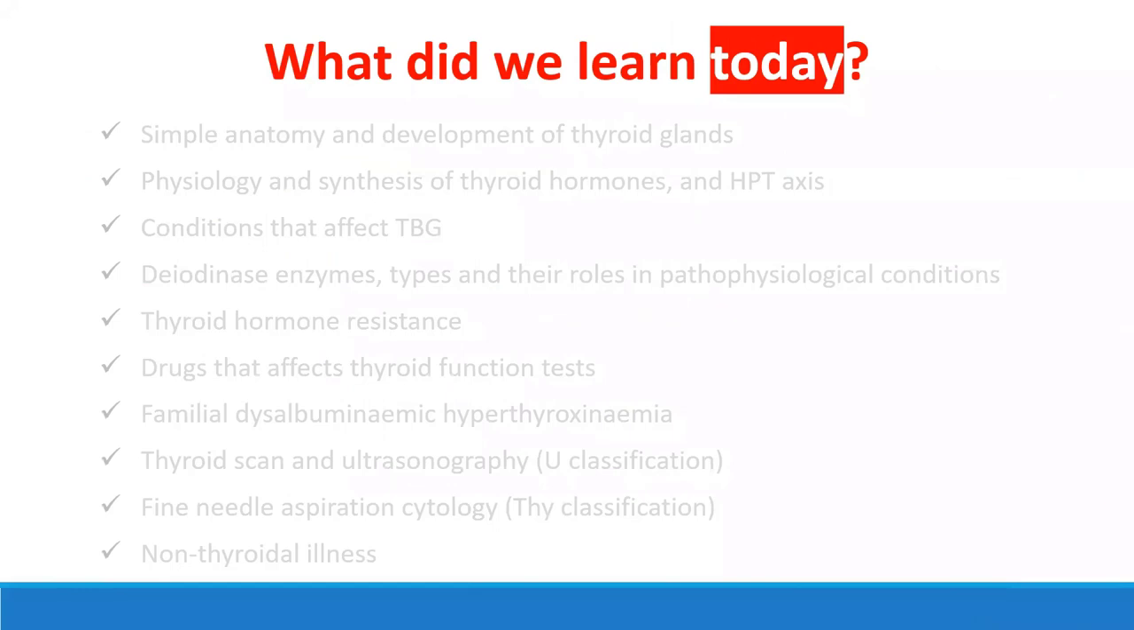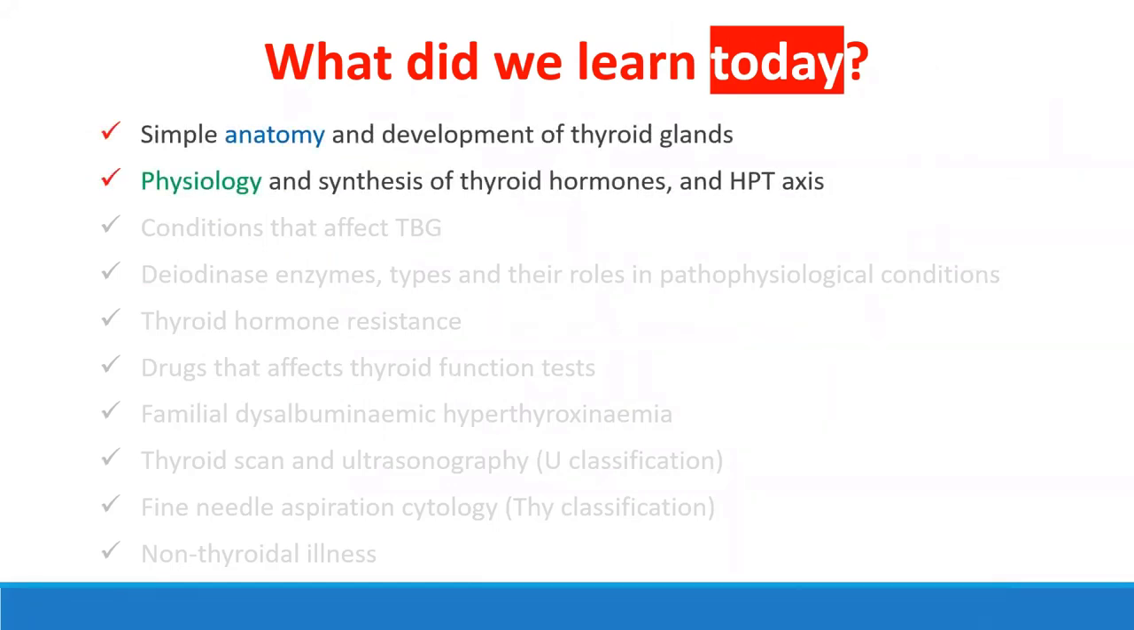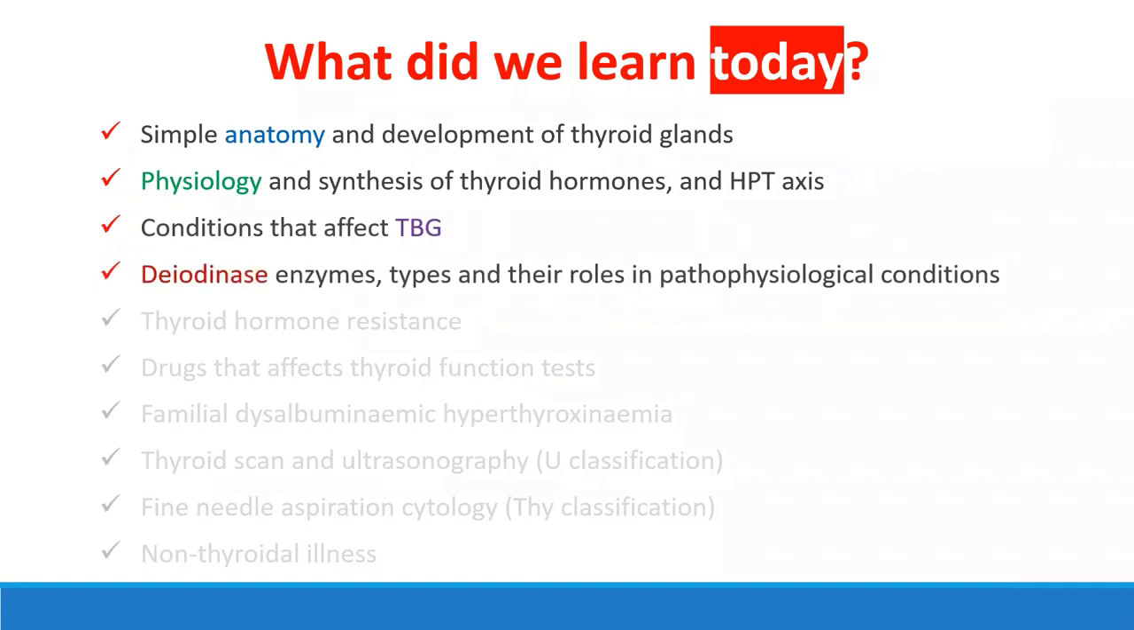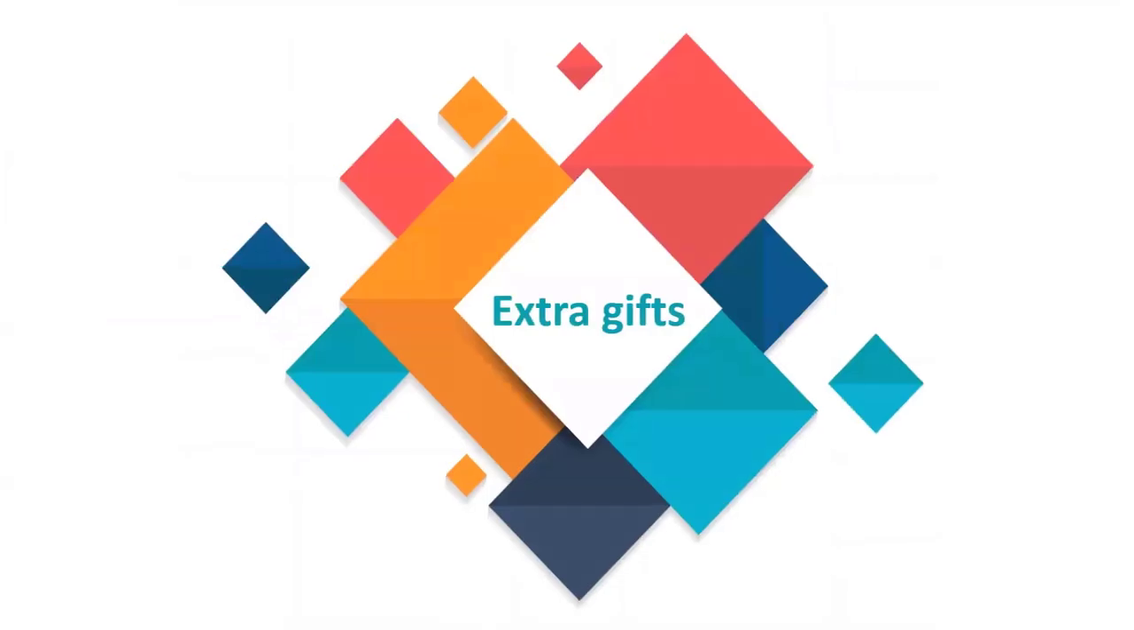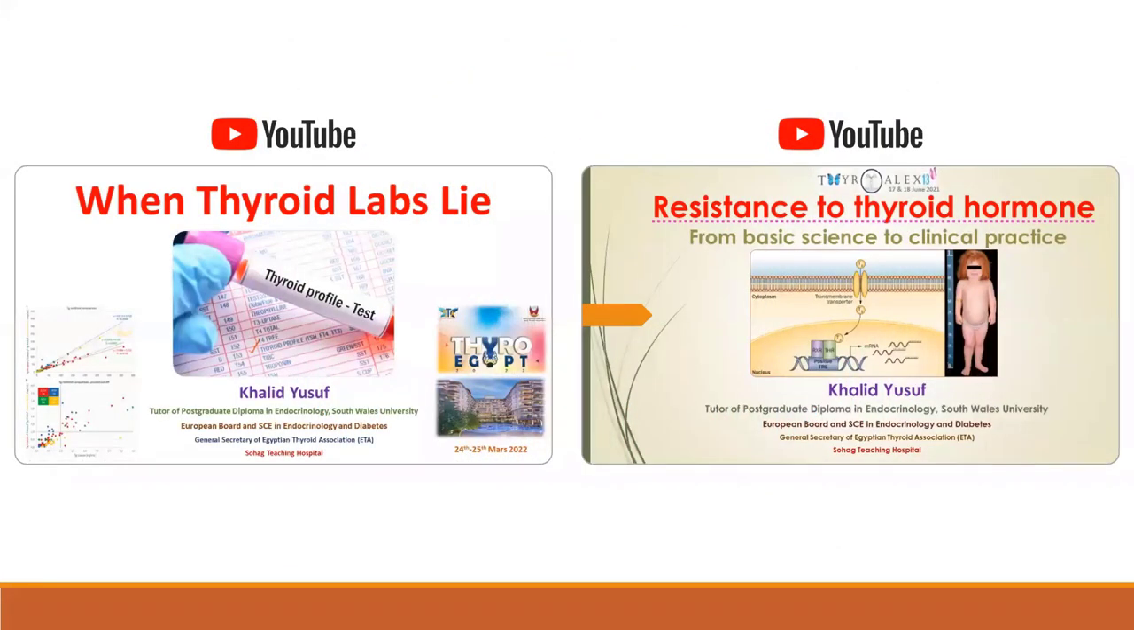So in this session, we discussed simple anatomy, physiology, TBG, deiodinase enzyme, thyroid hormone resistance, drugs that affect the thyroid, LFTs, thyroid scan and the new classification, fine needle aspiration cytology, and non-thyroidal illness. And this is my previous presentation, which I uploaded at the website and the WhatsApp group, resistance to thyroid hormone and when thyroid labs lie. It speaks about thyroid hormone interference, and actually I covered biotin, macro-TSH, and heterophile antibody.